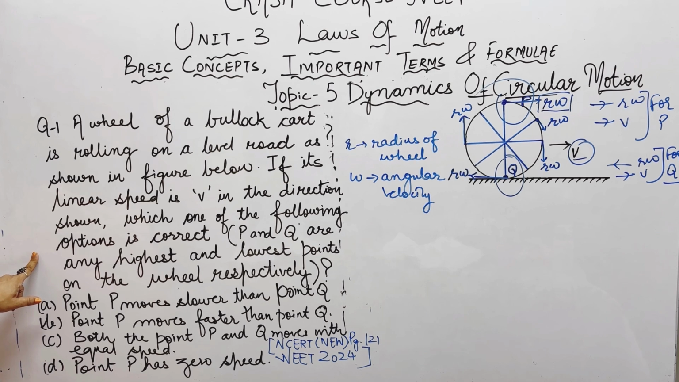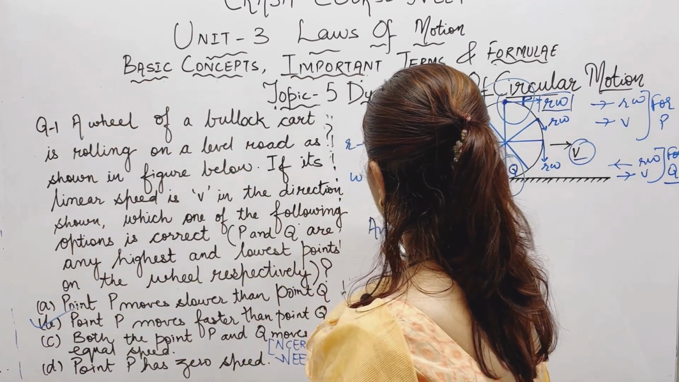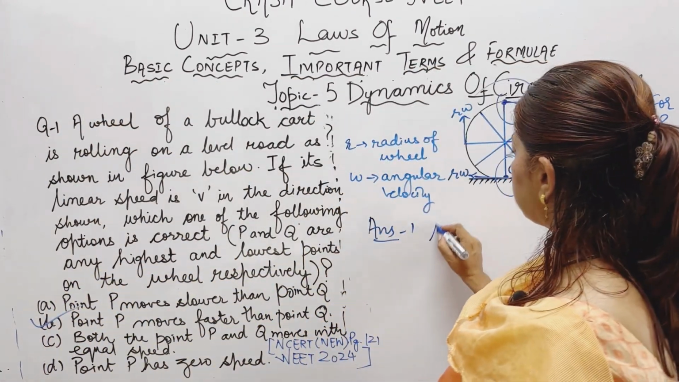Now option A, point P moves slower than point Q. No. Point P moves faster than point Q. This option is correct. Let us see the other options also. Both points P and Q move with equal speed. No, not at all, because they have angular velocity in different directions. Point P has zero speed. Again, this is incorrect. So point P moves faster than point Q is the correct option, and the answer for the first question is option B.